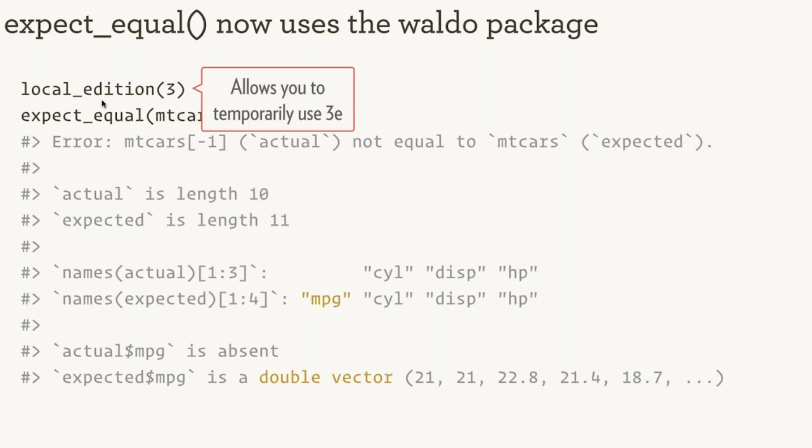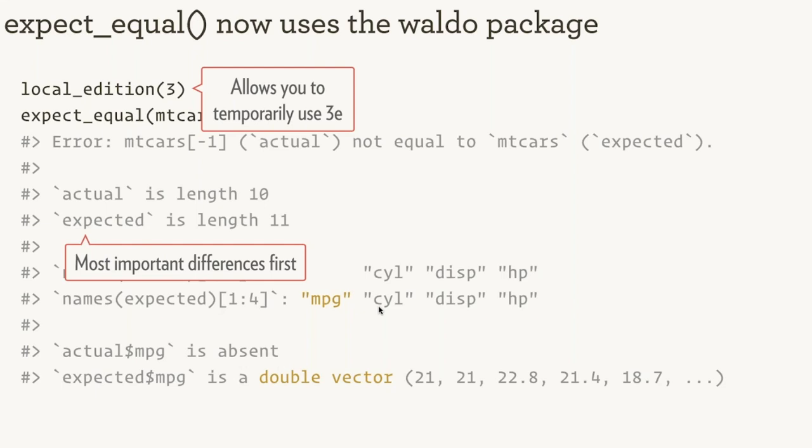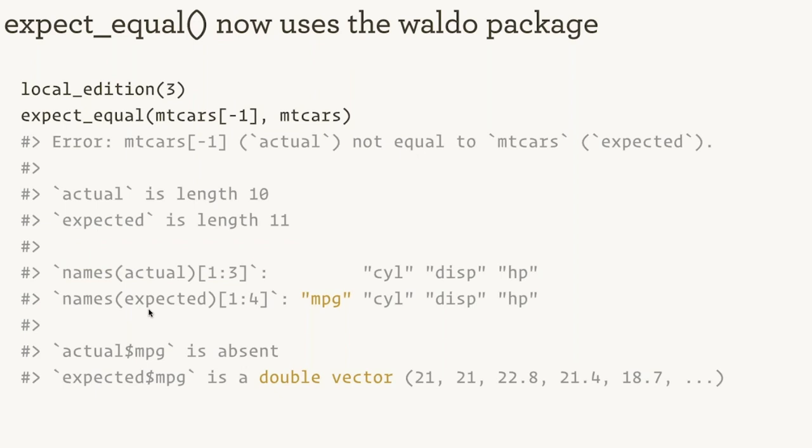The first principle is that Waldo is going to give you the most important differences first. And in this case, I think the most important difference is that the lengths are different. And then it tells us how the names have changed, lining up the actual names with the expected names. And then it uses color to highlight the fact that in the expected, there's another column called MPG. And then finally, down here, we get an exact description that the names are different, but the value is also different.